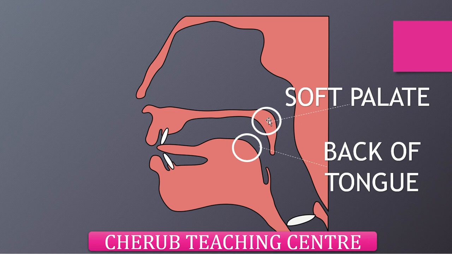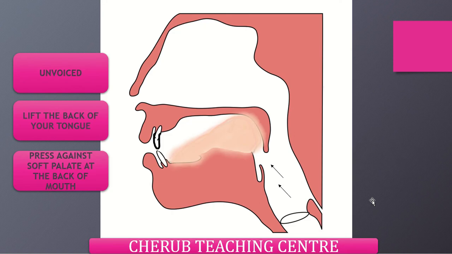So today I'm going to train you on how you need to pronounce the K letter word so that it comes out from your mouth accurately, and there should not be any regional or local accent. So we are going to use the soft palate and the back of the tongue in order to pronounce this letter.